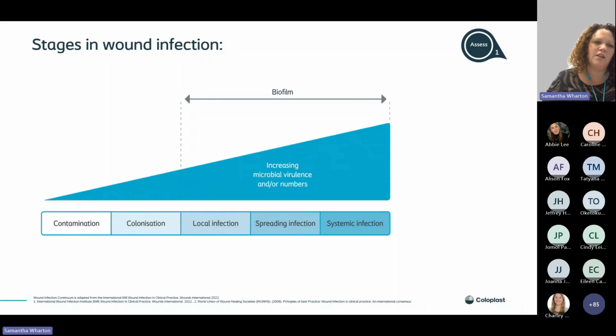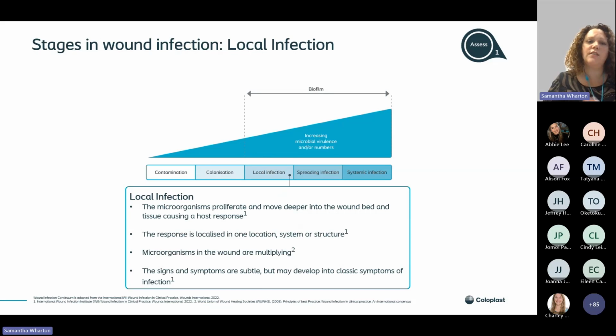So when we're talking about contamination and colonization, that's where microbes infiltrate the wound bed but are managed by the person's own immunity, so they don't cause any issue to that person. There's no sign of infection, and the body's just keeping on top of it, and the wound will progress to healing. If it then goes into local infection, those microorganisms are proliferating and moving deeper into the wound bed, and they'll cause a reaction in the patient.